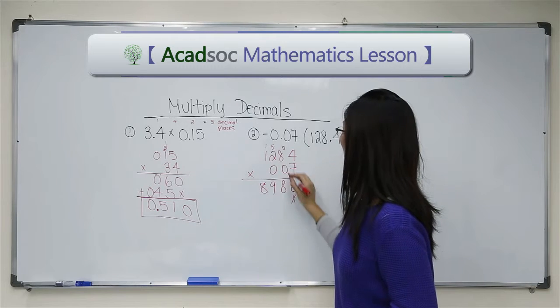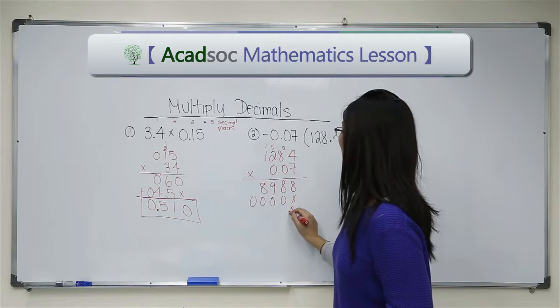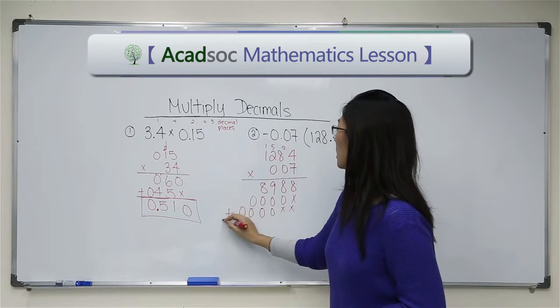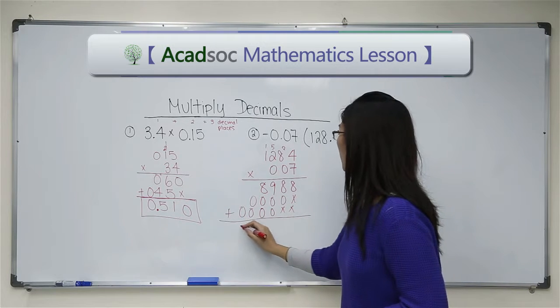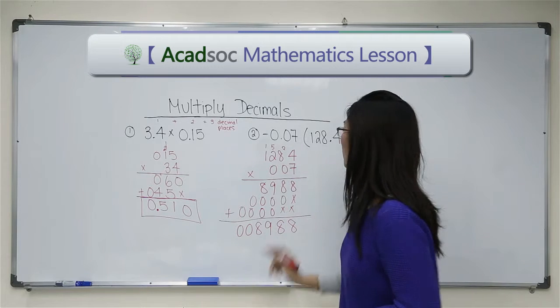And then place value, 0. That's easy because all of them are 0. And same thing with the next one. You don't even need to do that because you know they're 0. Add each column up. So we would have this number as our answer.